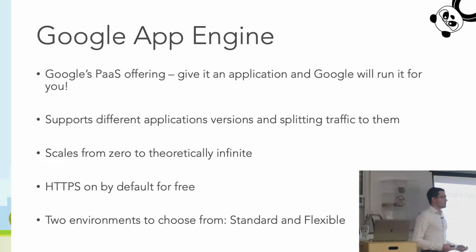If you want to have different versions of your application, let's say you've got version 1, and then you want to deploy version 2, but not just redirect all of the traffic straight to version 2. Maybe you want to do a canary release or a rolling release. You can do that very easily with App Engine.